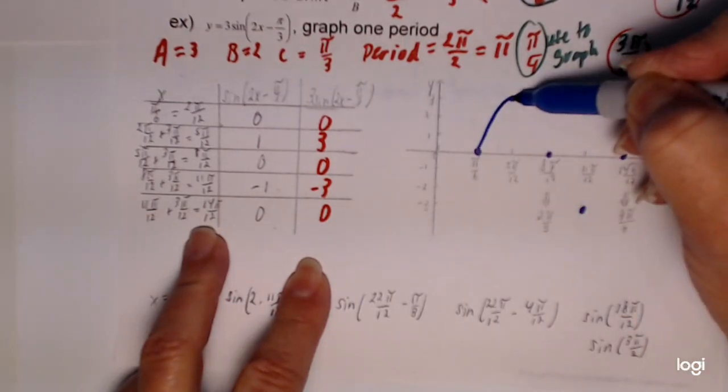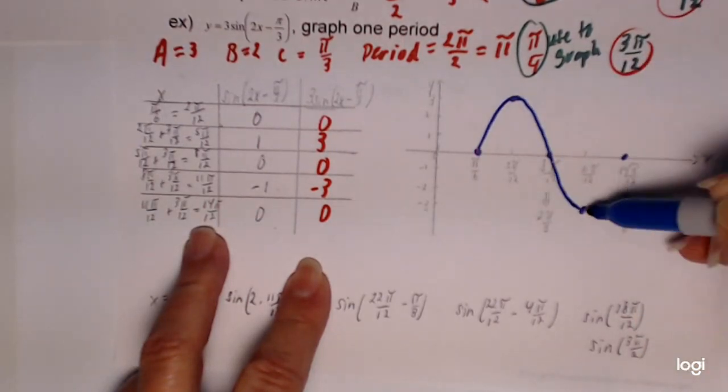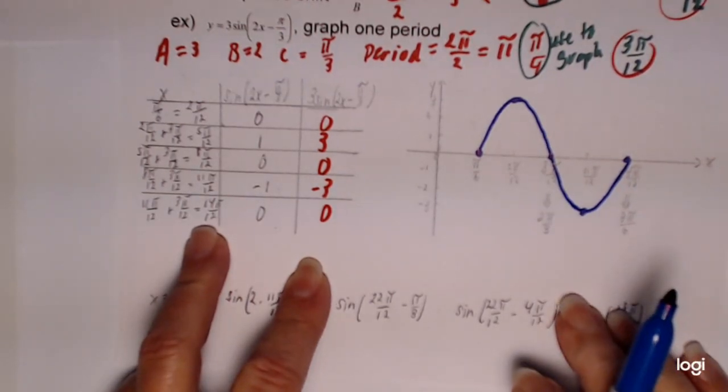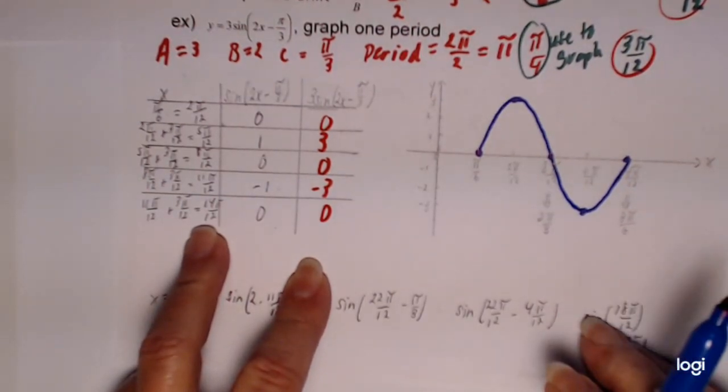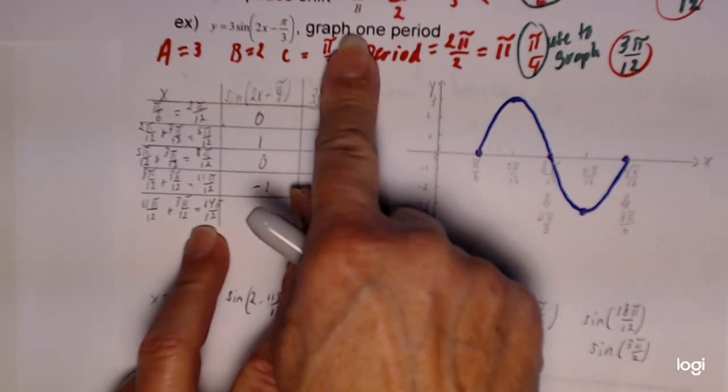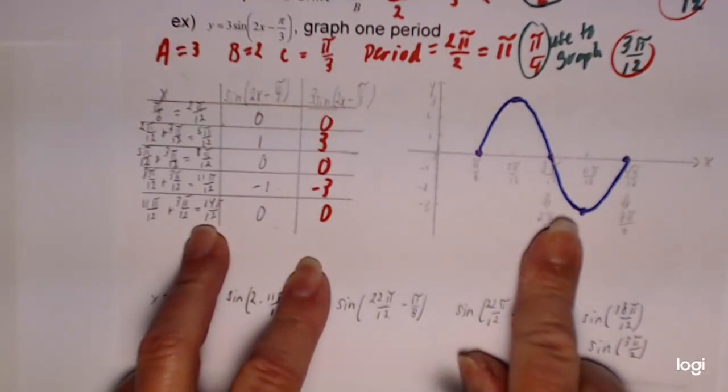So when we connect the dots here, here is the sine curve that we have known. Hopefully you recognize it at this point. And here in the original example, we were asked to graph one period, and that is indeed what we've done.